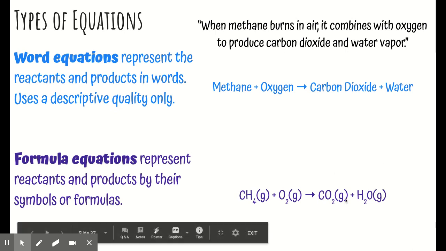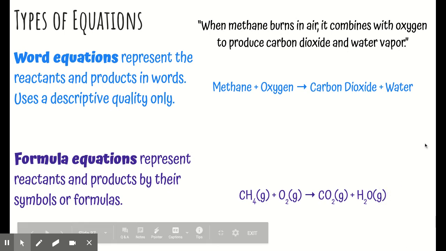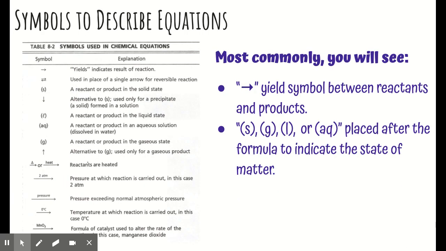So if it's asked for, you want to put in these abbreviations that show what state that atom or molecule is in. So here are some symbols that can describe those equations. Most commonly you will see or be asked to use the yield symbol. Obviously that's going to be in any chemical equation. And then your symbols that indicate the state of matter. These will be pretty common over here: solid, gas, liquid, or aq for aqueous. That means that something is dissolved in water.